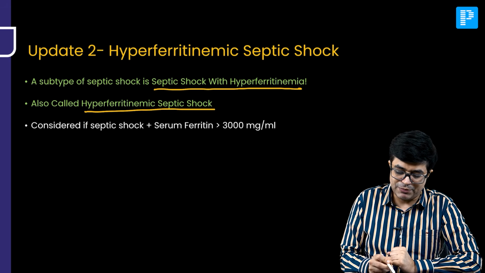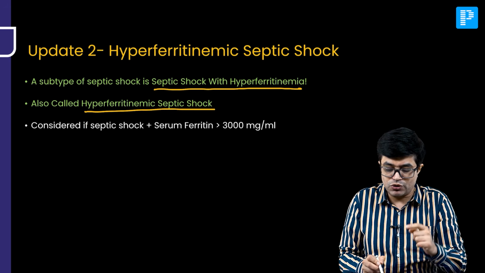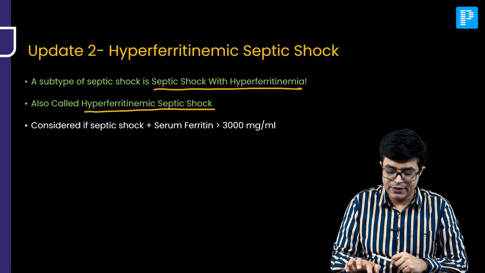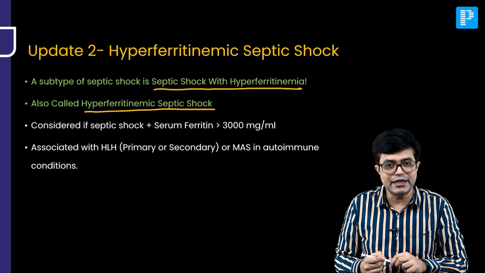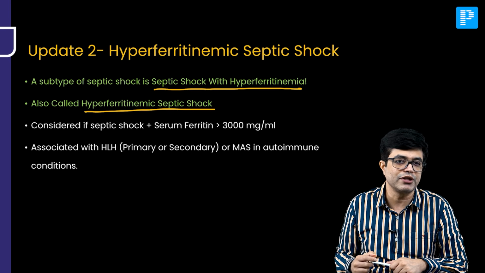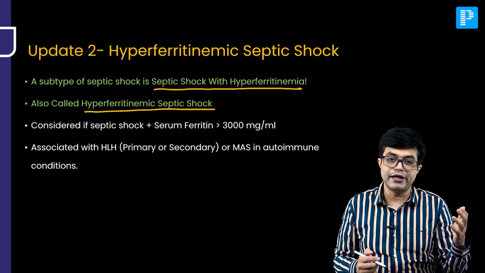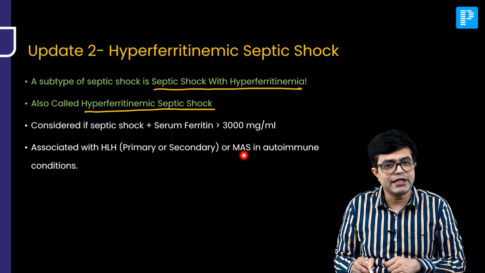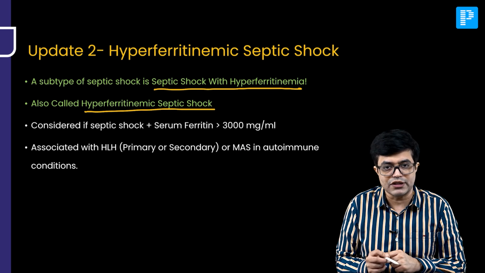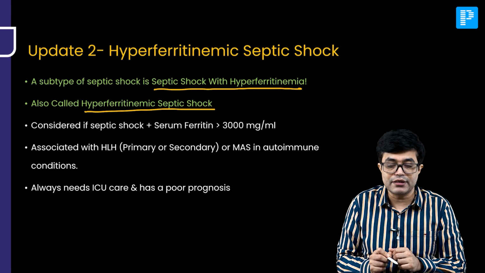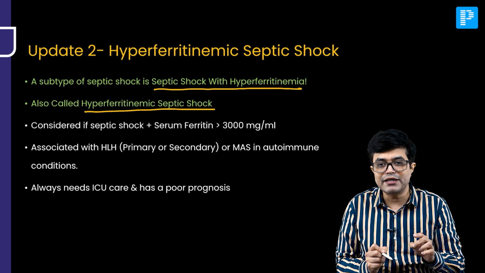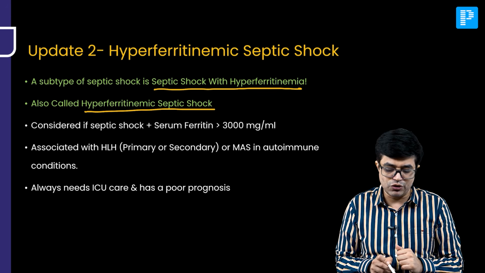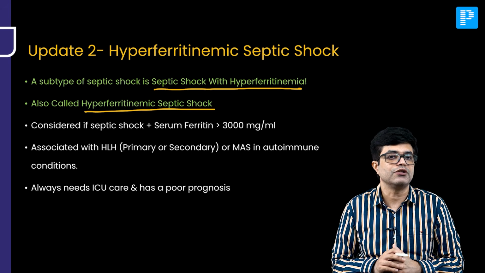When do you say it? If the patient has septic shock as defined on the Phoenix score along with serum ferritin more than 3000 milligrams per ml. It is generally seen associated with HLH, that is hemophagocytic lymphohistiocytosis syndrome, either primary, the genetic form, or secondary HLH, and it can be associated with macrophage activation syndrome in autoimmune conditions as well. And then in these patients, the prognosis is poor, mortality is high, and they cannot be managed on an emergency or a ward basis. You have to admit them in a pediatric ICU setting.